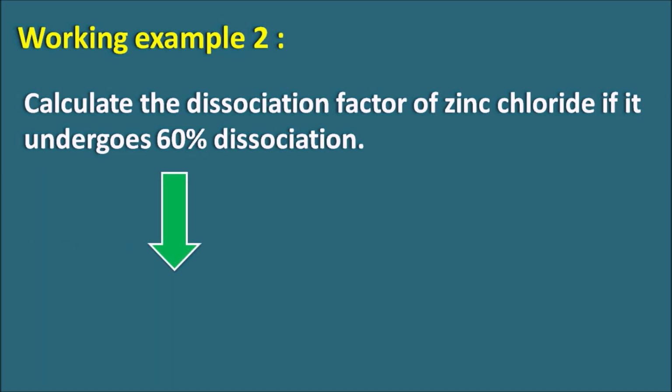So again here 60% indicates 60 by 100, which is equal to 0.6. So 0.6 is the degree of dissociation, or the value of alpha. Now let us calculate the dissociation factor.